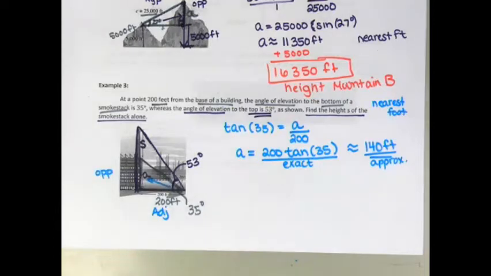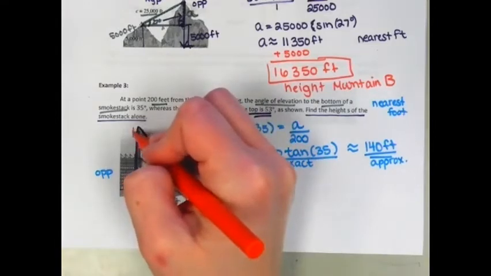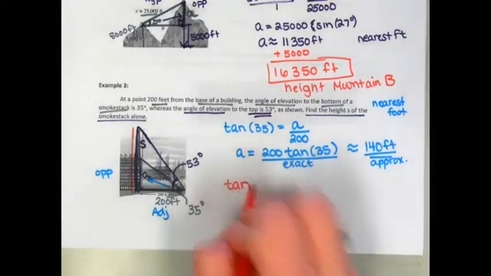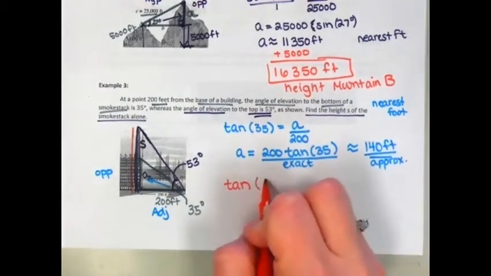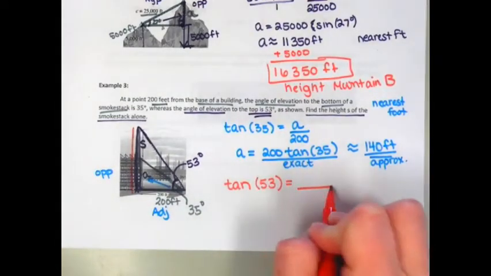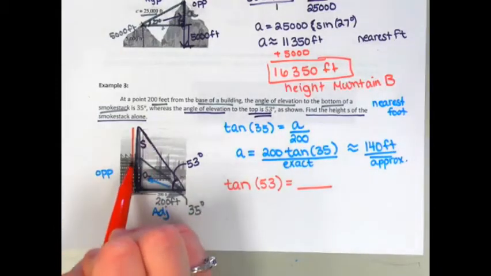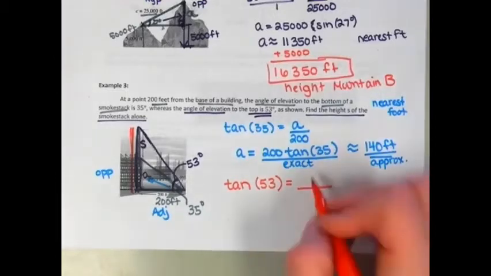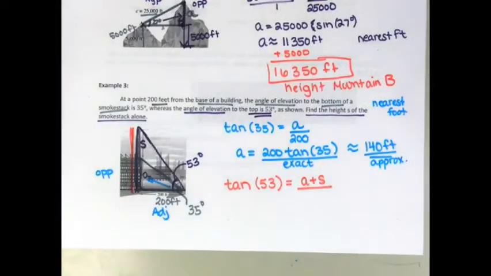Yeah. All right. So now let's go ahead and find the height of the building with my smokestack. Am I still using tangent? Yeah. So my tangent of now, what's my angle? 53 would equal my opposite side. What is my opposite side? How would I get the opposite side? You could name it X. Yeah, we could do that. Or could I just do A plus S? Would that be okay? Yeah, and I'll show you why in a second. And then divided by what's my adjacent?